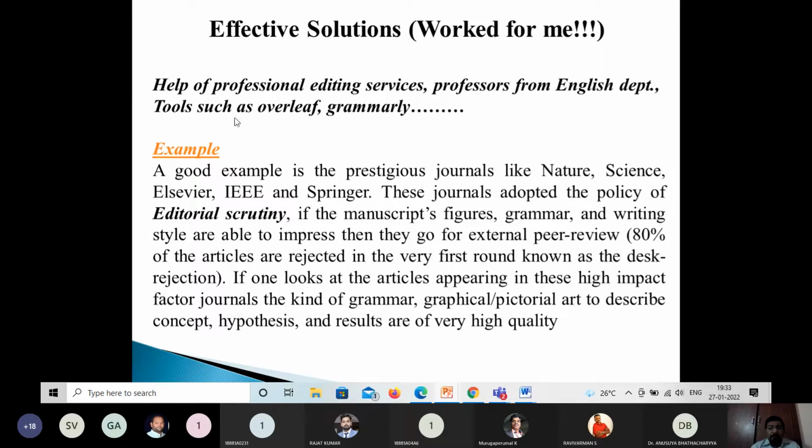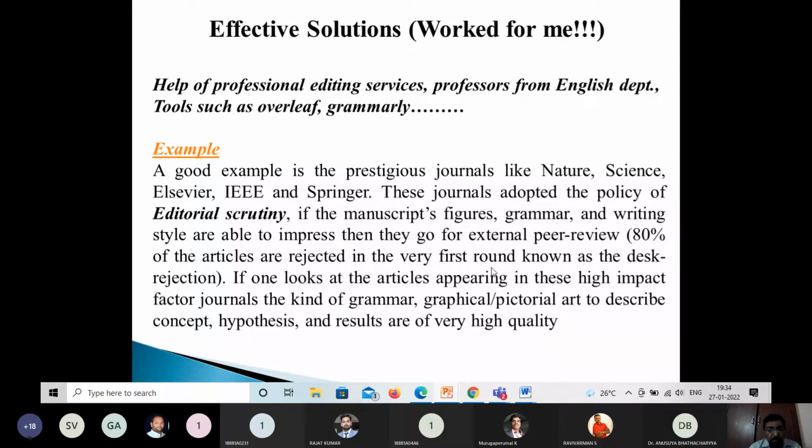Some of the solutions which actually worked: when we go with proofreading services, try to identify a few members in your department or in your organization who are really good in English, maybe someone from the English department, or you can go with tools such as Grammarly, or for formatting, one tool which I use is Overleaf. With this, I need not download LaTeX, but I have a web version of LaTeX.